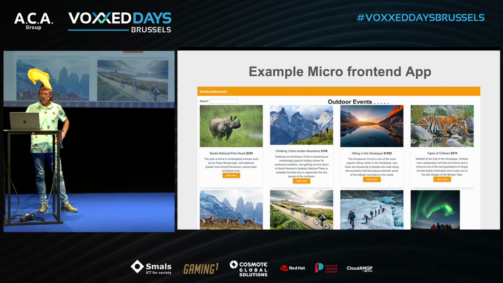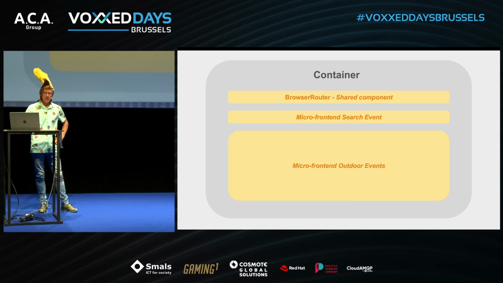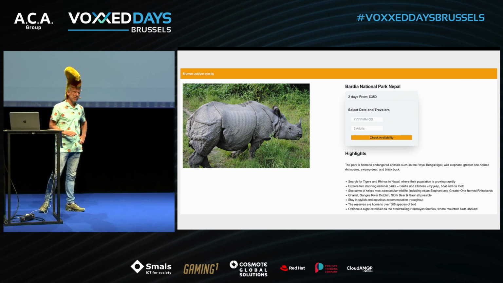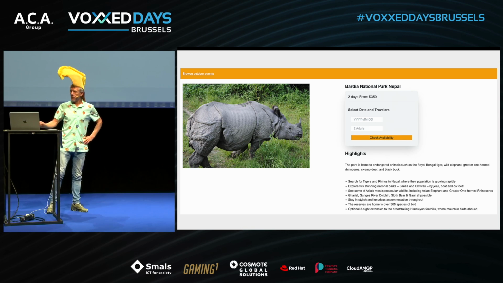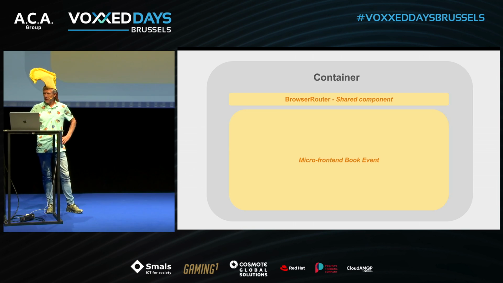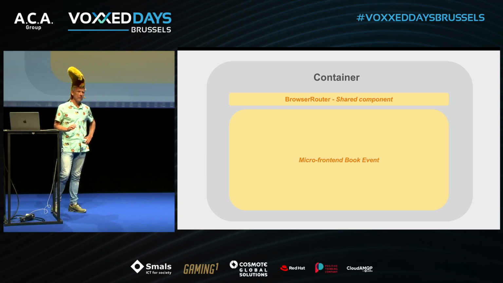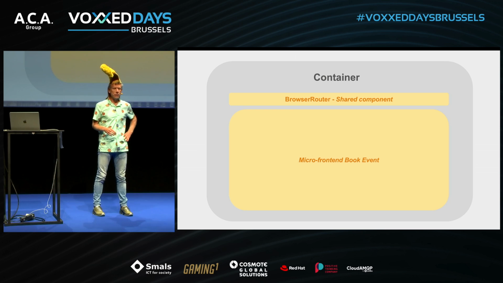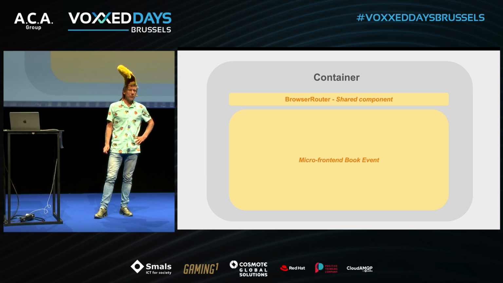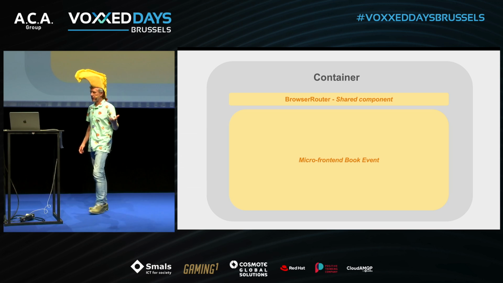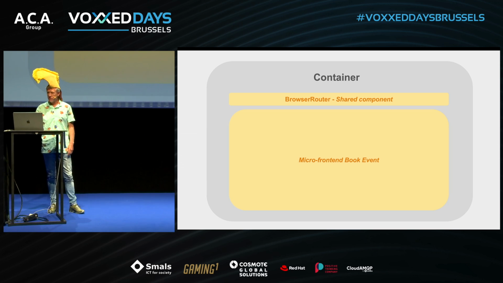When you want to book an event, on the book event button, you see this screen where you can book the event. This page also makes use of the container, and also consists of, in this case, one micro frontend, the book event.